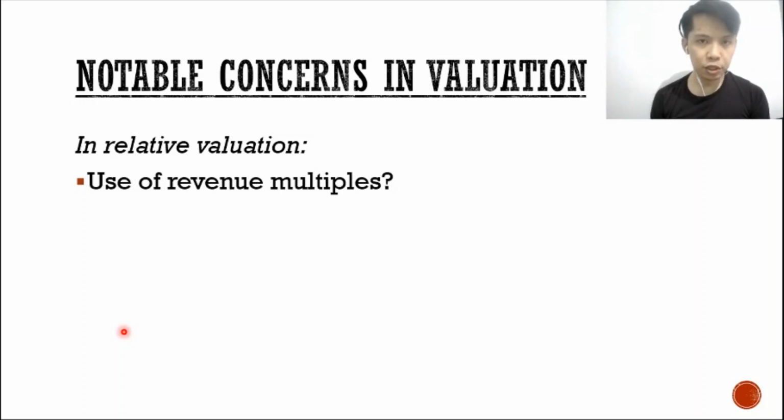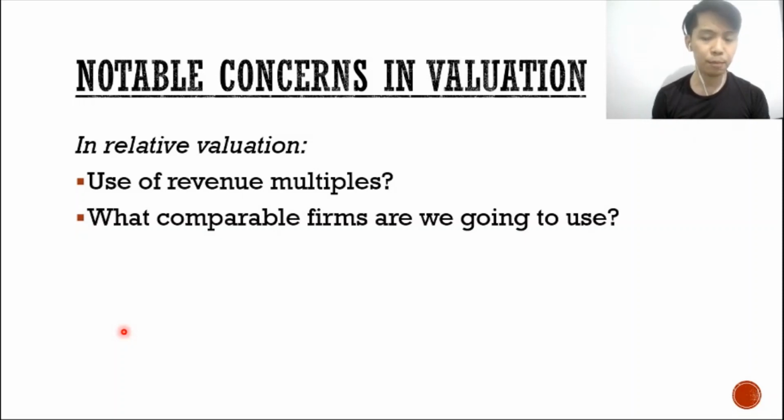When you are going to use revenue multiples, just because the companies are not generating profits, this is not a wise thing to do, because these revenues will mean nothing unless they translate to future profits. So the only time that we shall use revenue multiples is when we are convinced that in the future it will go back to profitability. Now, an important concern in relative valuation is what comparable firms are we going to use?